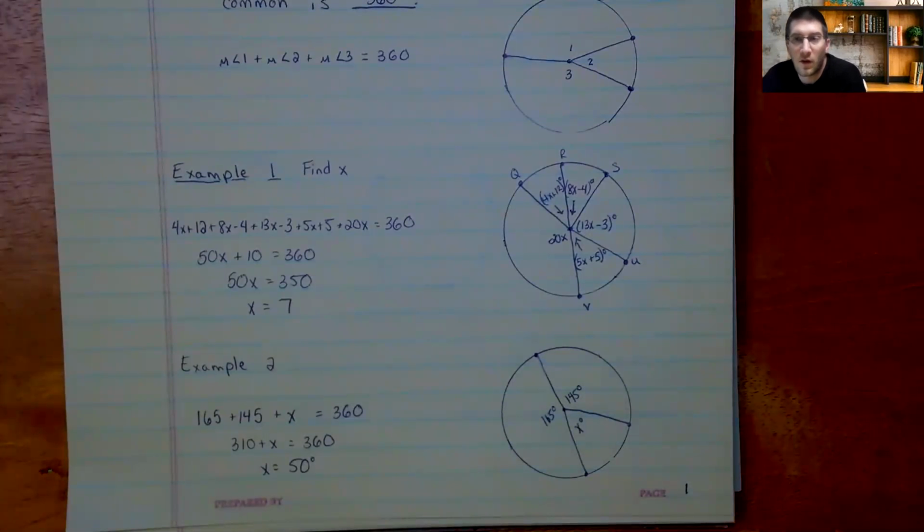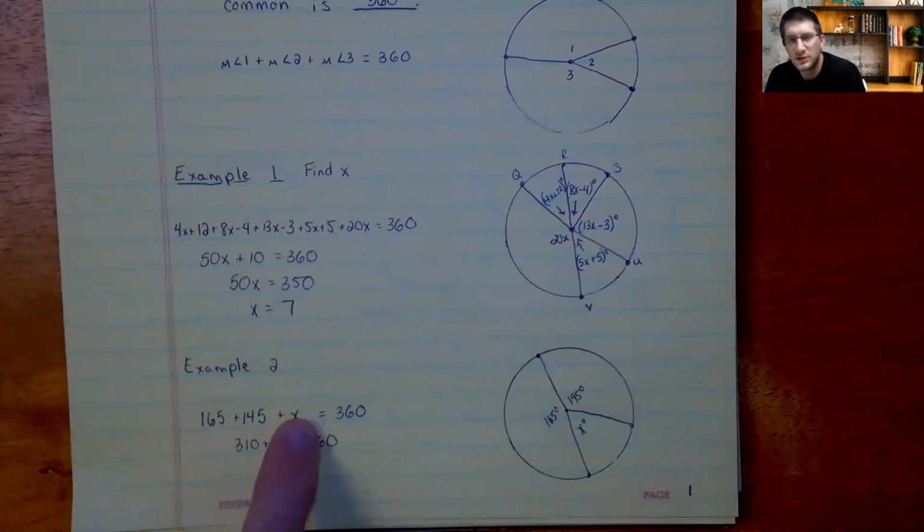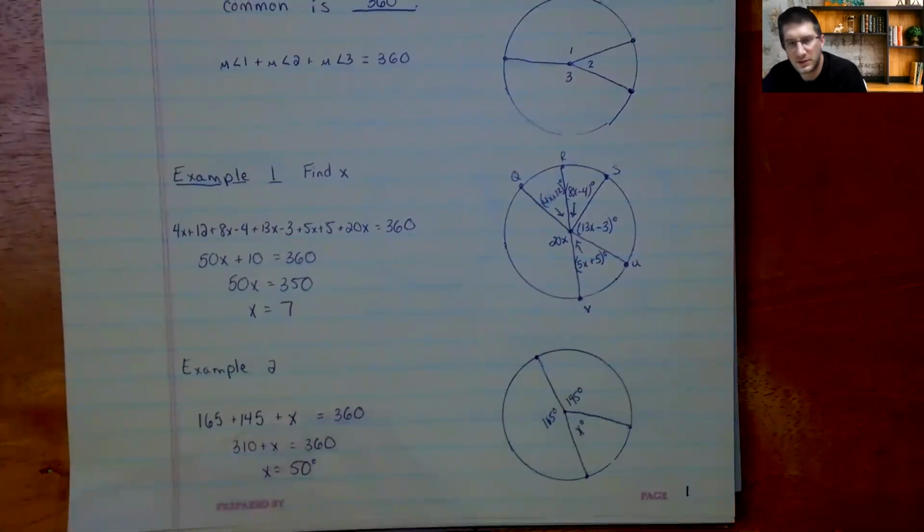In a circle, all of my central angles, as long as they have no common interior points, should add to 360. So all 3 of the angles together should add to 360. So I just solve for x. So 165 and 145 is 310. Subtract the 310 over, and I'll get x is 50 degrees to complete the 360 that I need.